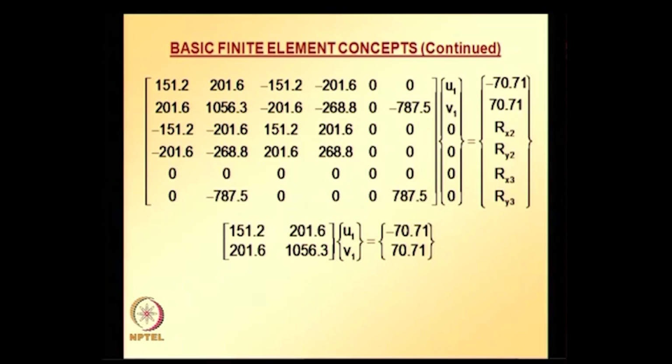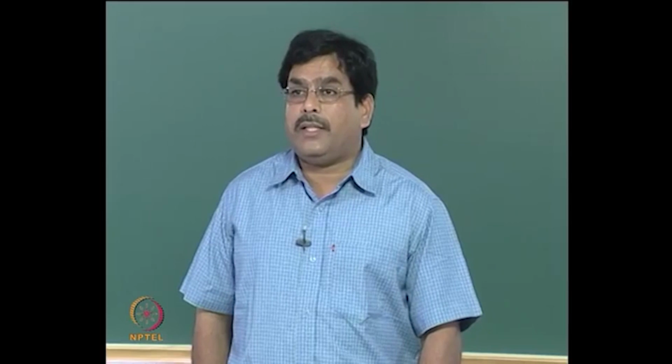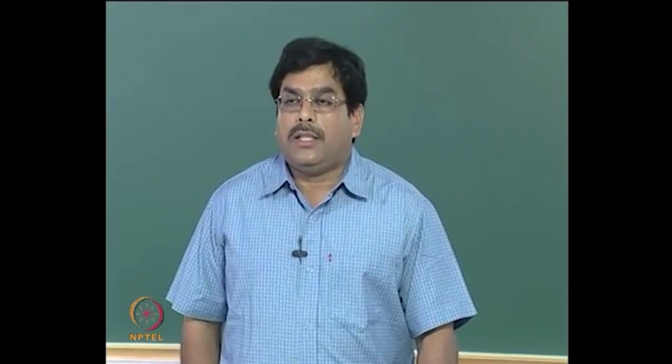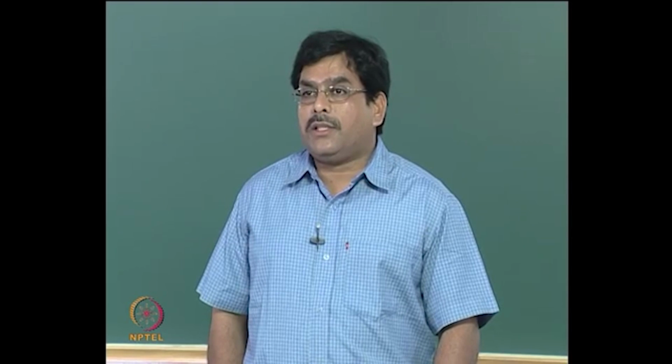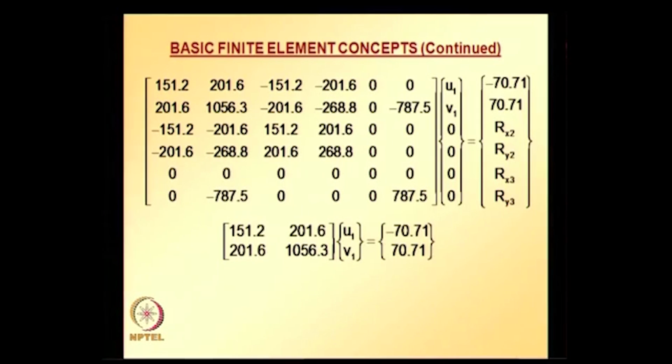and solving this equation system we can find the values of u1 v1. So, we obtained this equation system by deleting the rows and columns at locations 3 4 5 6, which correspond to the global degrees of freedom of nodes 2 and 3. Since the global degrees of freedom of nodes 2 and 3 are 0, we can delete the corresponding rows and columns, and we obtain this equation system, and solving it we get u1 v1.